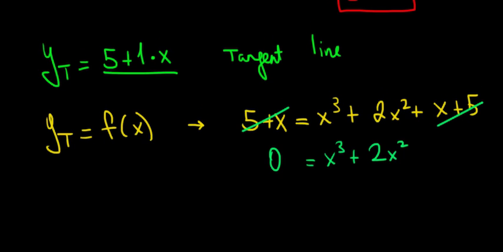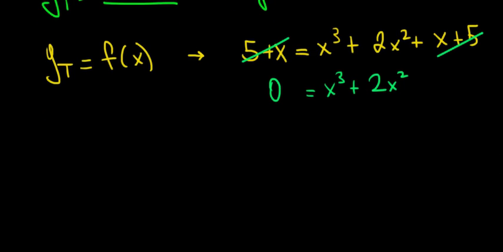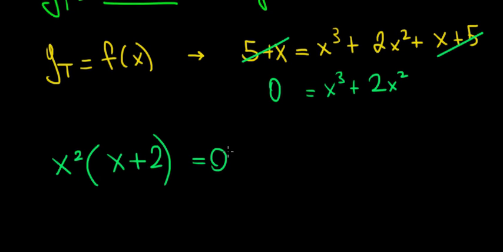What can we do next? We can take x as a common factor. Let's do it over here. If we take x as a common factor, we're left with x squared from the first term plus 2x from the second term. And actually more than that, we can take x squared as a common factor. If we take x squared as a common factor, we're left with x from the first term and 2 from the second term. And that's equal to 0.